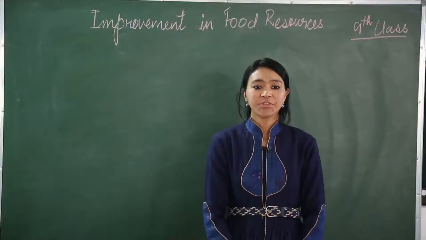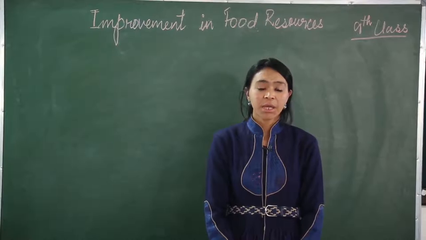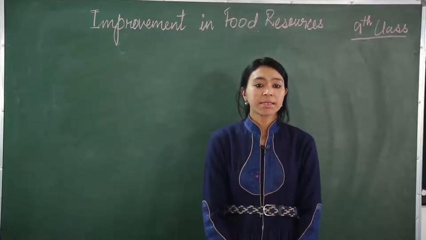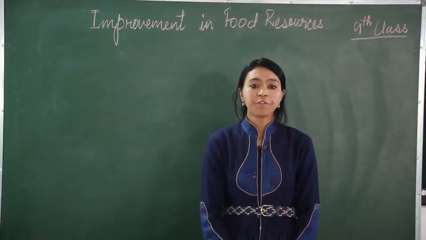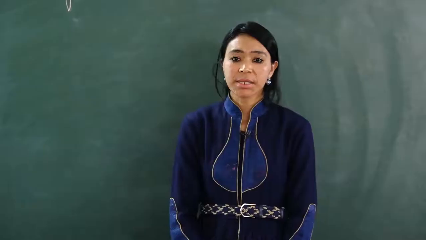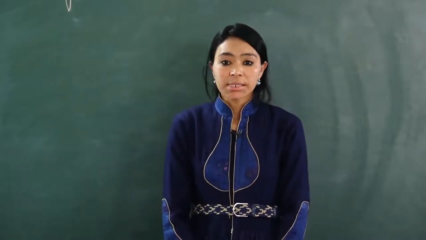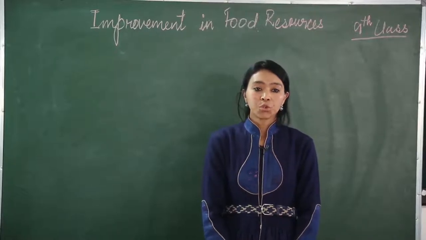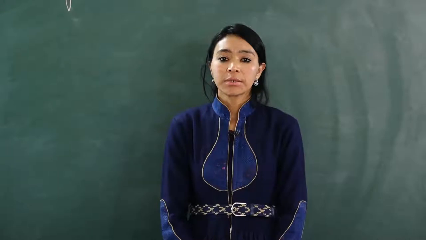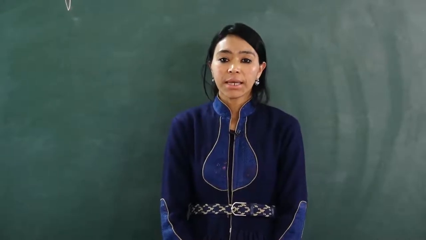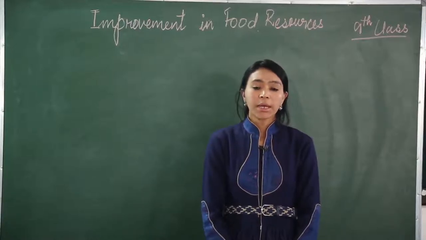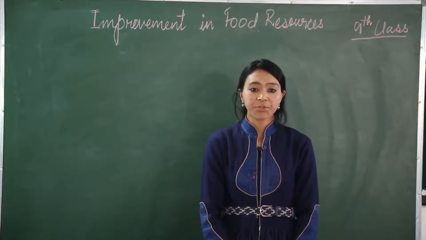Students, today we will learn about the improvement of food resources, chapter number 16. All living organisms need food. Food supplies carbohydrates, protein, fats, vitamins and minerals. These come from two major sources of food, that is plants and animals. This is further obtained from agriculture or from animal husbandry or livestock.